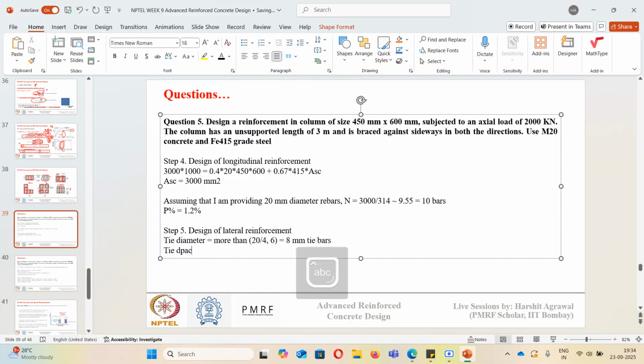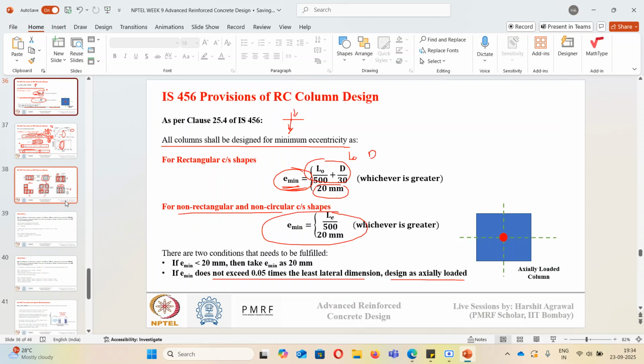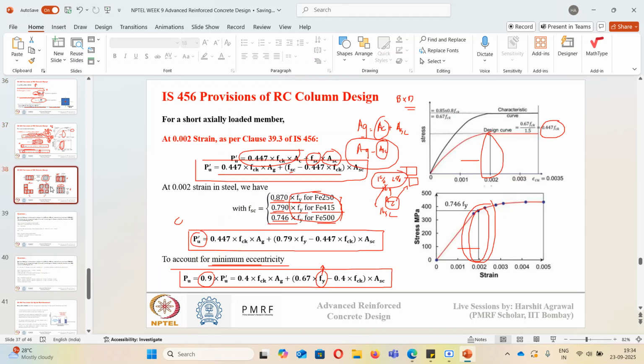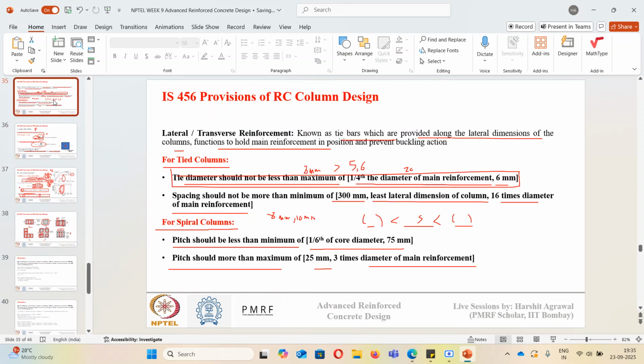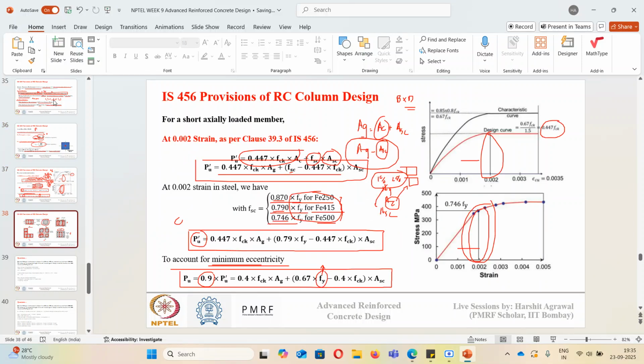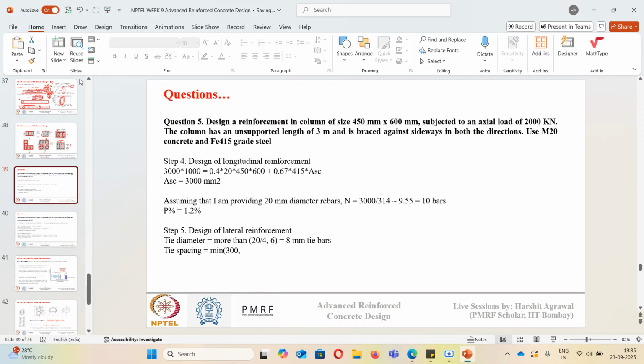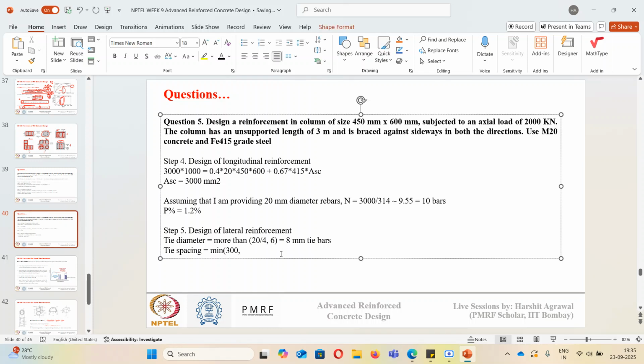Tie spacing should be the minimum of 300 mm, or what was the other criteria? The least lateral dimension of column, or 16 times the diameter of main reinforcement. So 300, I will copy this here. The least lateral dimension of column, that is 450, and 16 times the diameter of main reinforcement.